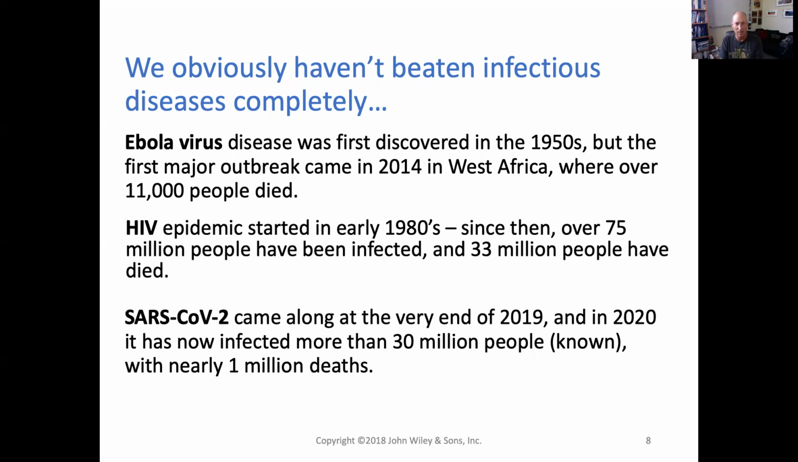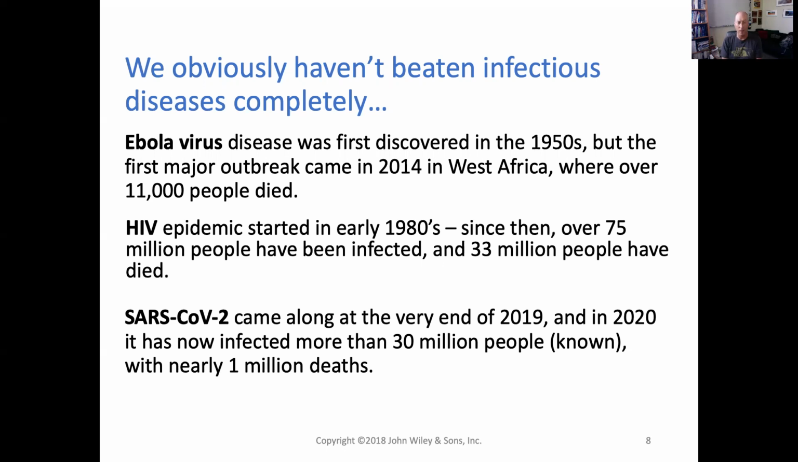HIV probably came into the human population in the 20th century. We're going to talk about that later on too, because the evolution of HIV is a fascinating story. But really it was recognized in the 1980s as a disease that destroys your immune system. Since then, in the last few decades, over 75 million people have been infected and 33 million people have died. We have good drugs for HIV, but we still don't have a vaccine for it, right?